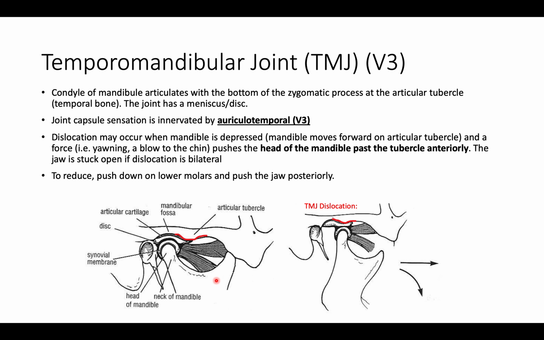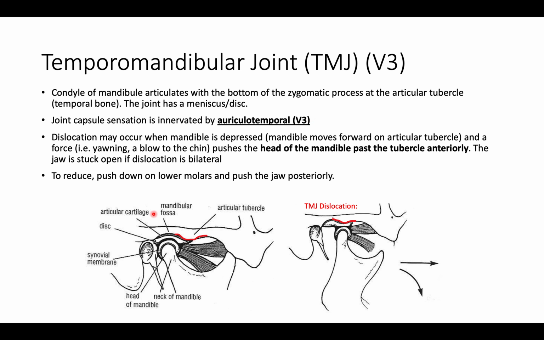So the temporomandibular joint, V3, I think of like TMJ syndrome. So some people have a hard time opening and closing their mouth, and it makes a crunching noise. So this is because of this joint. It's like a normal joint in the body. It has a meniscus and a disc. So it's similar to a joint like, let's say, your knee. The joint capsule sensation is innervated by auriculotemporal. Remember, we said auriculotemporal is going to that ear. So if a person has TMJ syndrome, they may have ear pain as well.